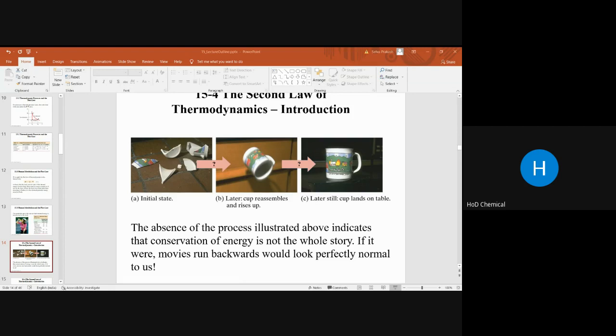Now the high temperature reservoir transfers an amount of heat to the engine, where part of it is transferred into work and the rest, QL, is exhausted to the lower temperature reservoir. Note that all three quantities are positive.